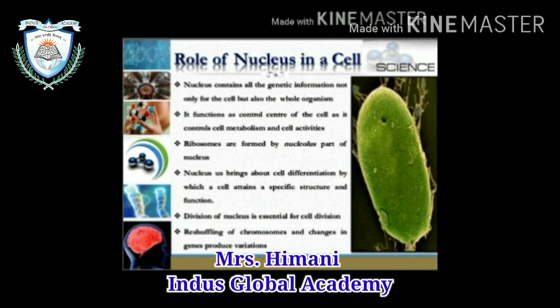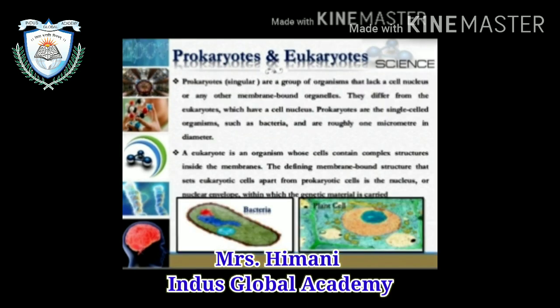Division of the nucleus is very essential for cell division. Reshuffling of chromosomes, that means shifting of the chromosomes, or you can say change in the gene positions, will produce variations. After that, prokaryotes and eukaryotes.